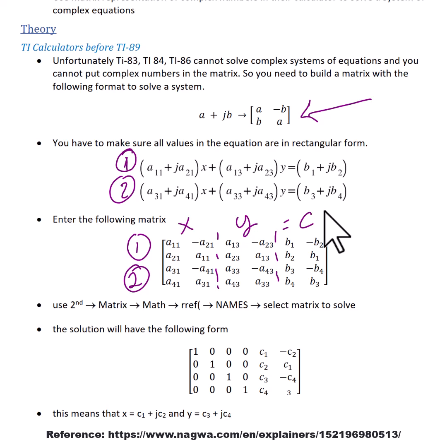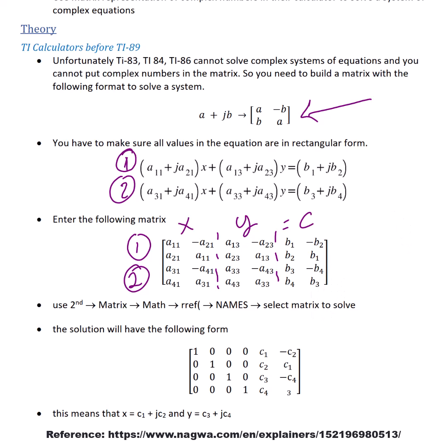So the first column is A11, A21, A31, A41. The third column is A13, A23, A33, A43. And the fifth column is B1, B2, B3, and B4. The even columns are now the second term negated and the first term brought down. So the second column is negative A21, A11, negative A41, A31. The fourth column is negative A23, A13, negative A43, A33. And the last column is negative B2, B1, negative B4, B3.